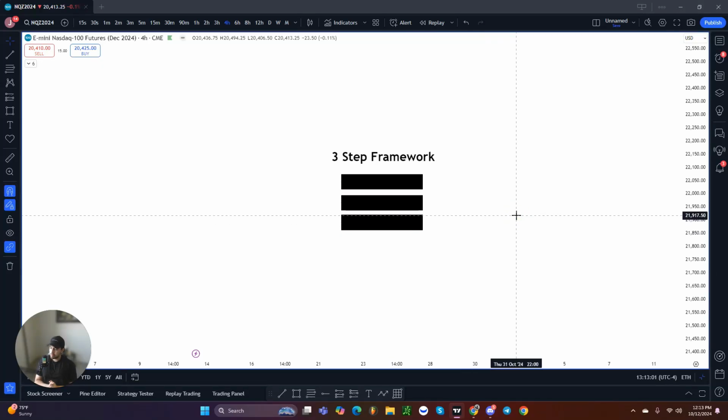So, this is going to be the 3-step framework in learning ICT concepts, or pretty much the best way to learn his concepts and the best way to apply his concepts in the live markets. I've watched all of his videos that he's uploaded for free publicly on YouTube, like his core content, his Sniper Scout series, his Market Maker Model series, his 2022, 2023, 2024 mentorship that I've been recently watching.